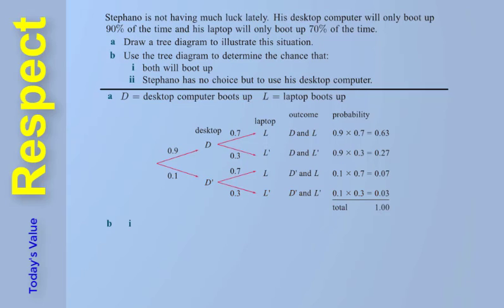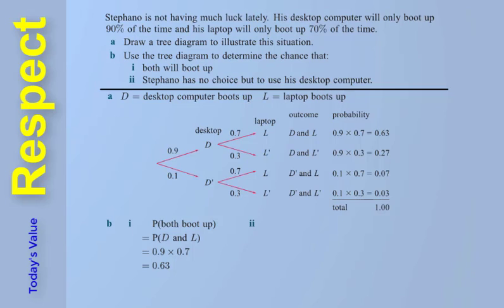In Part B1, the probability that both the desktop boots up and the laptop boots up is found by following along the branches D and L and multiplying the probabilities written on them. That is 0.9 times 0.7, which is 0.63. So the probability that they both boot up is 0.63.